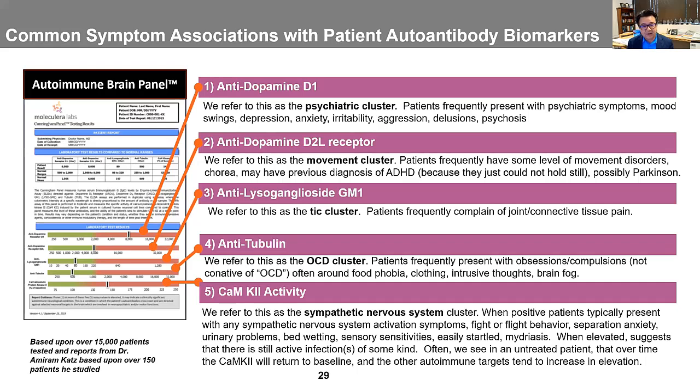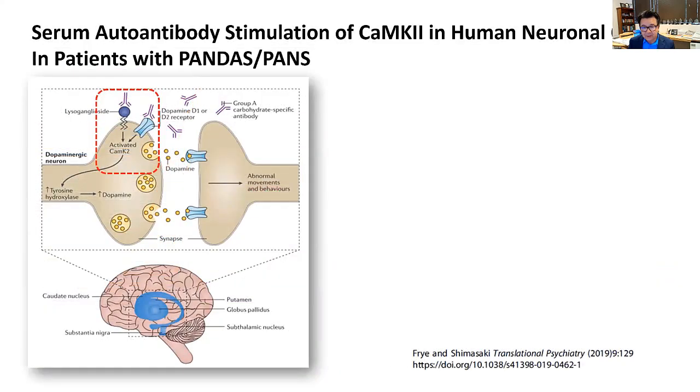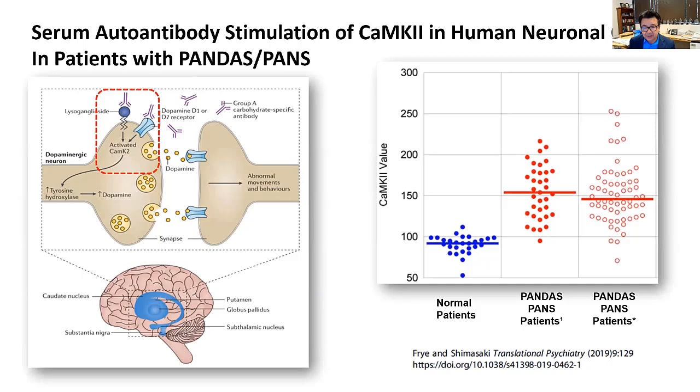And often what we'll find too, not that we don't see this when the others aren't positive, is that there's still an underlying infection that hasn't been treated or a recurrent infection. Although none of these look for infections, they're an indicator that there may still be an underlying trigger. So I mentioned the calmodulin CaM kinase activity. What you can see here is elevation in PANDAS and PANS patients versus normal patients.